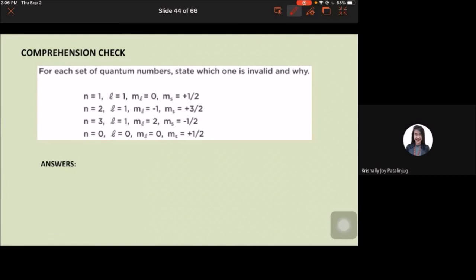This is the comprehension check. It's easy. You simply state which one is invalid among the sets. For the first set, if n is 1, obviously there is no L of 1, because L is 0 to n minus 1. That is how to get L. So it should only be 0.